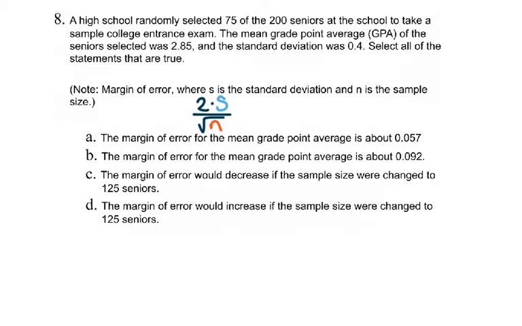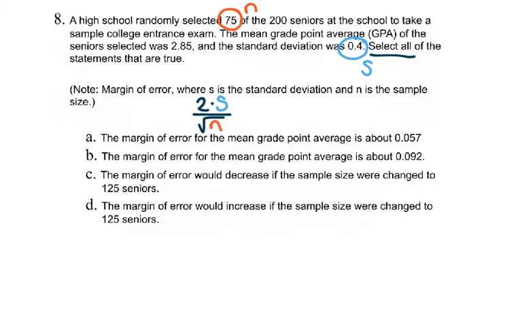So we're going to try this one. A high school randomly selected 75 of the 200 seniors at the school to take a sample college entrance exam. So 75 is your sample size again. The mean grade point average of the seniors selected was 2.85, and their standard deviation was 0.04. That's your S. We're going to select all of the statements that are true. So this is what you're going to see on the EOC. Sometimes you're going to see select all, which means there could be more than one. So note, margin of error where S is the standard deviation and N is the sample size. So they give you that formula.